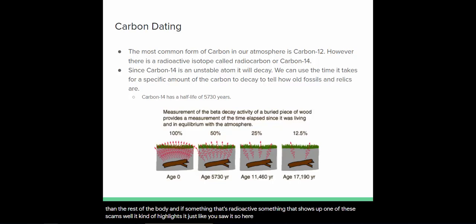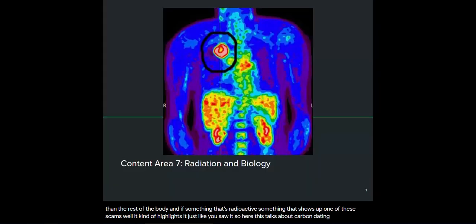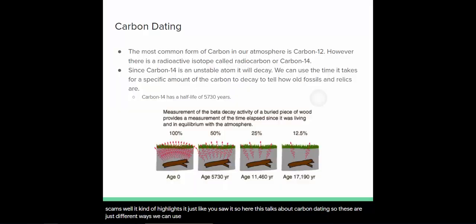So here, this talks about carbon dating. So these are just different ways we can use radiation. Carbon dating is not where you take carbon out to eat. It's where we try to figure out how old an object is. Now we mentioned before that carbon dating is specifically talking about carbon-14. So carbon should have typically 12 nucleons, so it's 6 protons, 6 neutrons in the nucleus. But carbon-14 has a couple extra neutrons, and eventually what happens to carbon-14 is it becomes nitrogen.